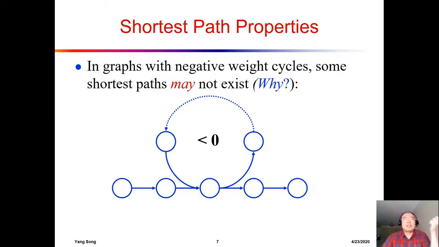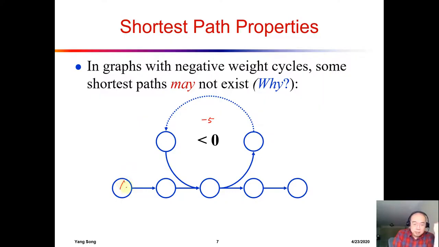Okay, and for the shortest path, there is one thing we do have to be careful about. If a graph has negative weight cycles, some shortest paths may not exist. So here, let's assume that in this circle, the total weight is a negative value. Let me say -5, to make the discussion easier.